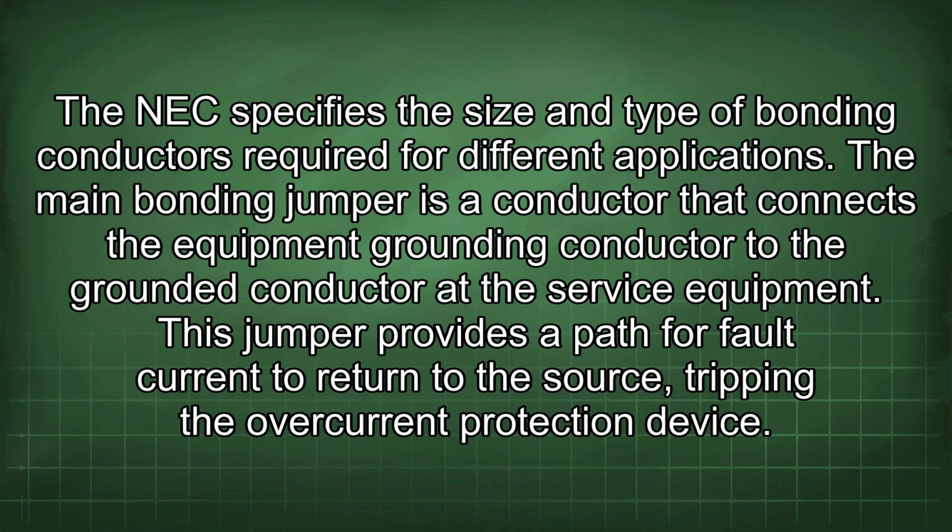The main bonding jumper is a conductor that connects the equipment grounding conductor to the grounded conductor at the service equipment. This jumper provides a path for fault current to return to the source, tripping the overcurrent protection device.